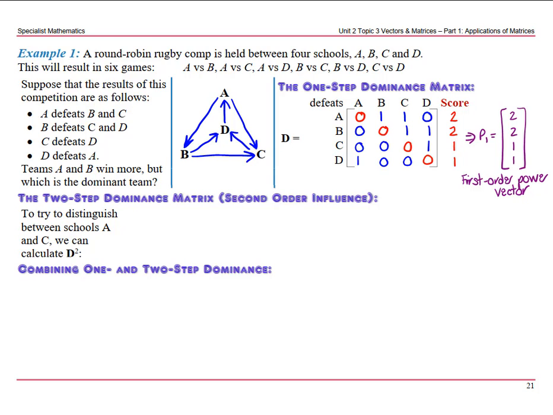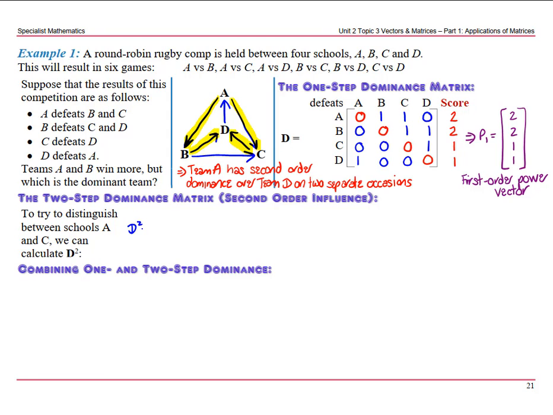So we now need to distinguish between team A and B. To do that, we look at the two-step dominance matrix or second order influence. So to try and distinguish between the schools, we're going to calculate D squared. Now if we come back to our diagram, you can see that A beat B and B beat D, A beat C and C beat D. So that means that team A has second order dominance over Team D on 2 separate occasions.